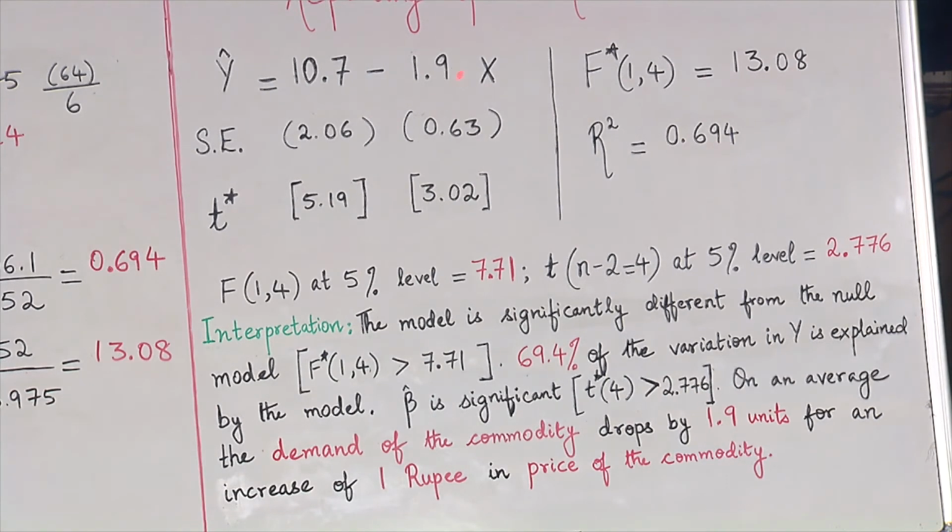The negative value of beta hat implies an inverse relationship between quantity demanded and price. Beta hat is the measure of decrease in quantity demanded. On an average, the demand of the commodity drops by 1.9 units for an increase of 1 rupee in price of the commodity.